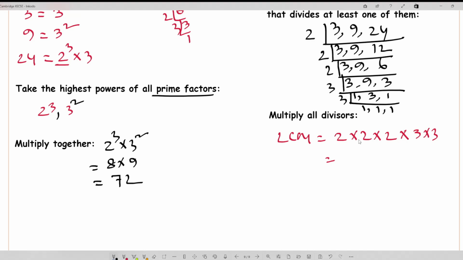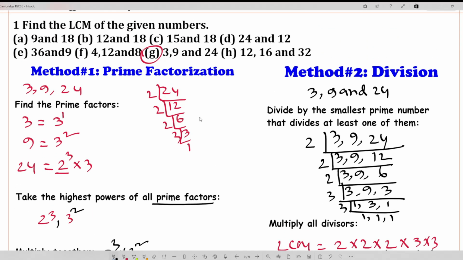So look, here is also the same thing. 2 times 2 is 4, 4 times 2 is 8, and 3 square or 3 times 3 is 9. So 8 times 9 is 72, and this is our answer. I made a big mistake. Apologies for this, pardon me. I hope you understand this one. Once we do it step by step, you will find the problem very easy, right?